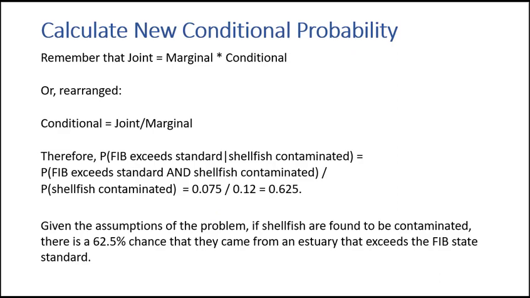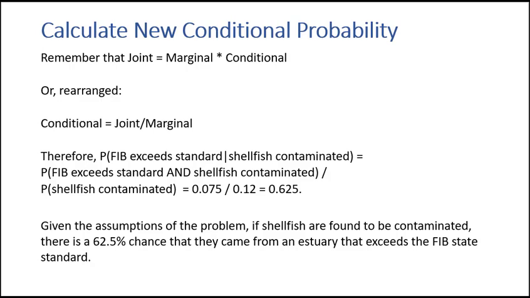So again, remember the joint probability equals marginal times the conditional, or rearranged, the conditional equals the joint divided by the marginal. Therefore, the probability that FIB exceeds the standard given shellfish contaminated equals the probability that FIB exceeds the standard and shellfish contaminated divided by the probability that shellfish is contaminated. This is equal to 0.075, which is the joint, divided by 0.12, or the marginal, and we get 0.625.